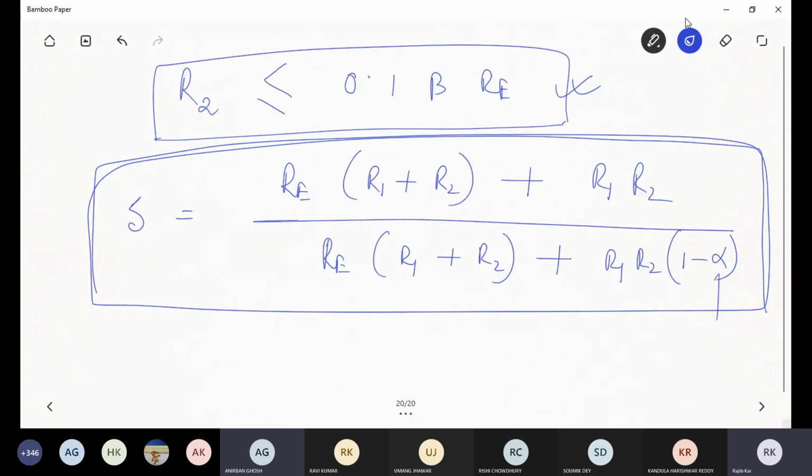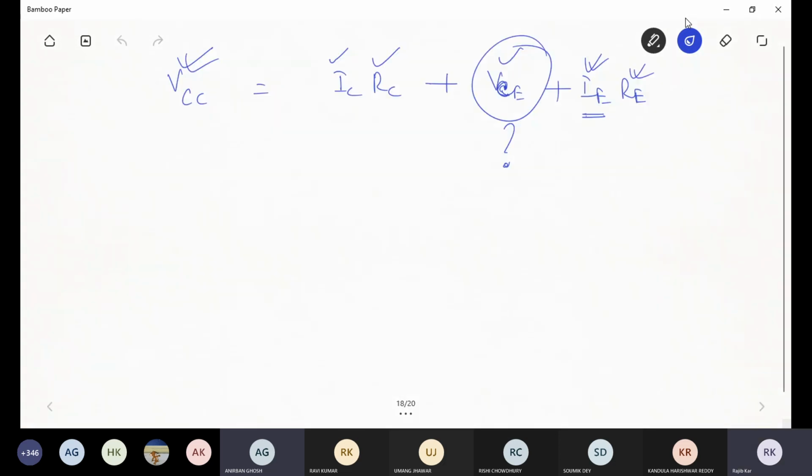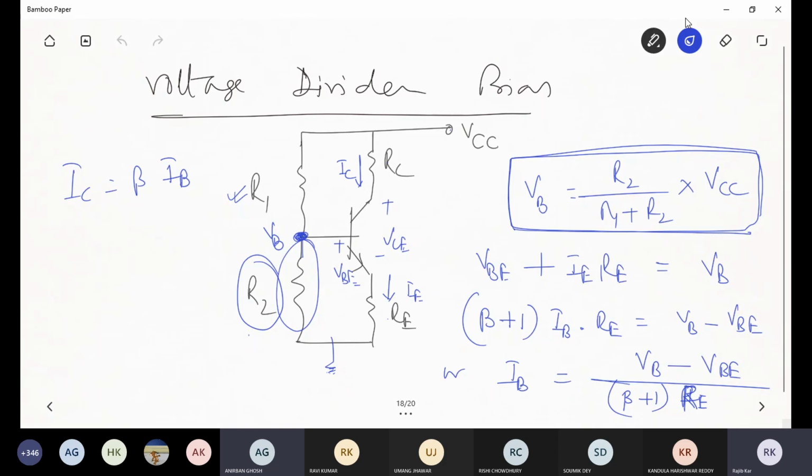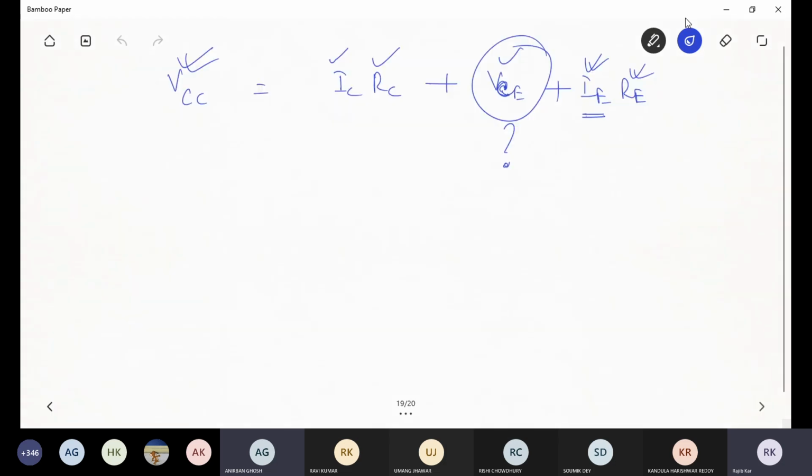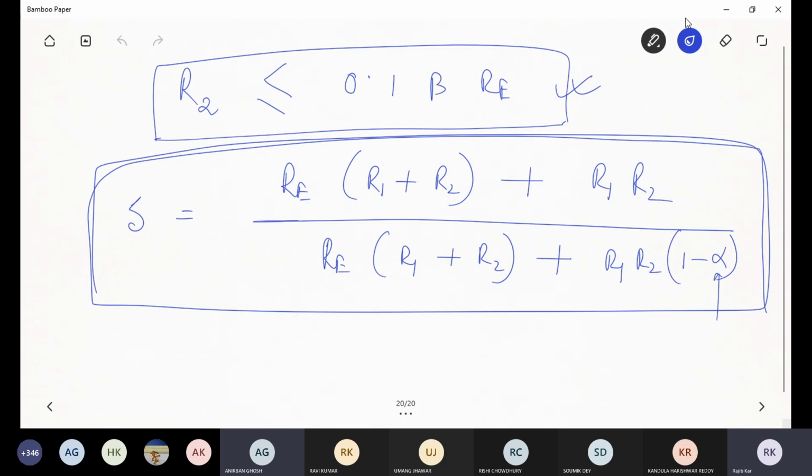Actually, it depends on alpha, R1, R2 and RE. Okay, R1, R2 and RE. But in the circuit, you will find there is an RC present in the circuit, right? Truly speaking, the stability factor does not depend on this RC. Okay, it's only R1, only R2 and RE which will determine the value of the stability factor.